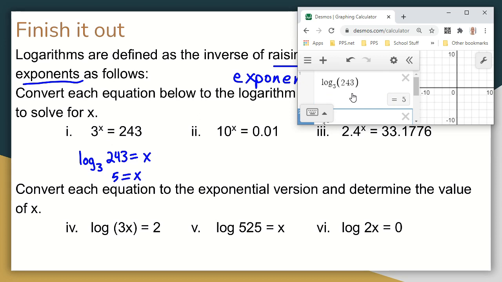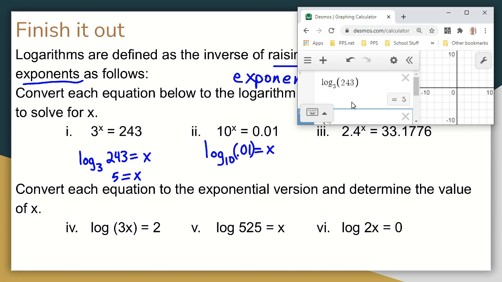All right, so the next one is 10 to the x is equal to 0.01. Writing this in the form of a logarithm, we convert it to a logarithm in order to solve for x. So we have log base 10 of 0.01 is equal to x.